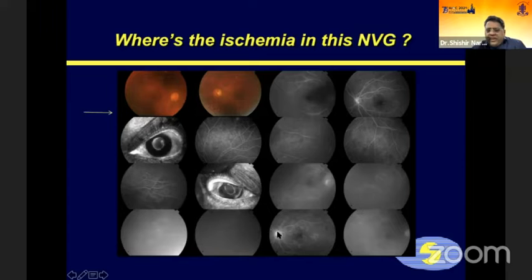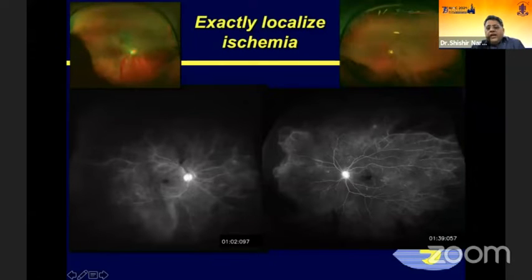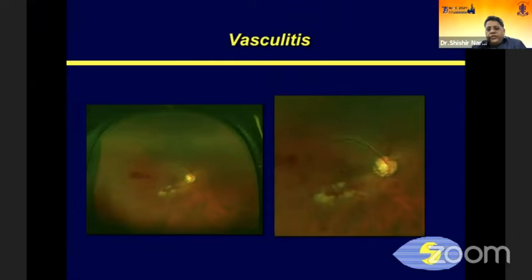You see a little bit of a leak here. Yes, there is some neovascularization of the disc, but where is the ischemia? And when you do the ultrawide field, even through those small pupils with neovascularization of the iris, you can actually delineate large areas of peripheral non-perfusion, and therefore a targeted laser treatment would help in regressing the neovascularization of the iris.